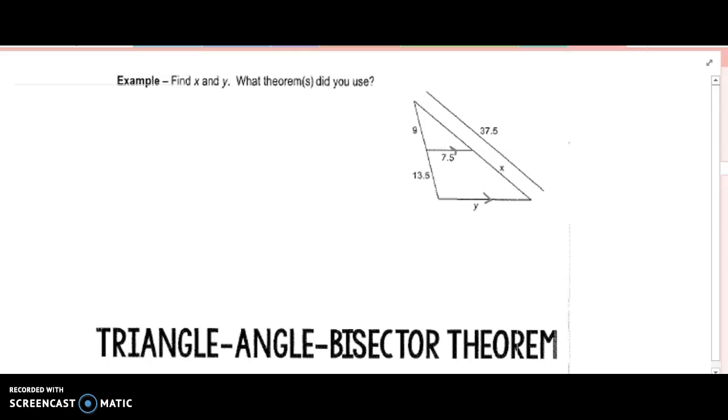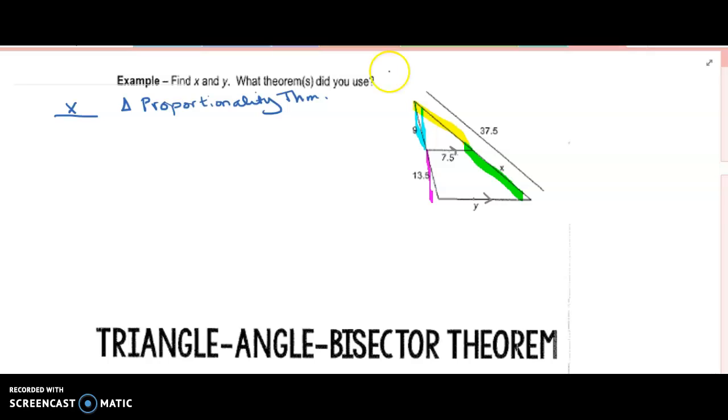All right, so let's look at this. Let's find x first. Okay, so when we find x, we're going to use the triangle proportionality theorem, which basically says that if these two are parallel, then it cuts it proportionally. So I'm going to highlight these. And guys, if the whole thing's 37.5, this is x, this has to be 37.5 minus x.